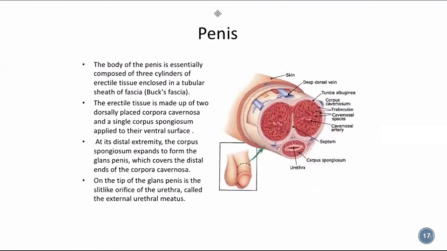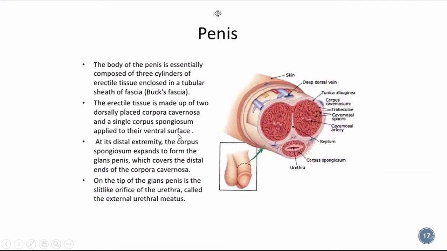Now, the body of the penis is essentially composed of 3 cylinders of erectile tissue enclosed in a tubular sheet of fascia, known as the Buck's fascia. The erectile tissue is made of 2 dorsally placed corpora cavernosa, which are proximal extensions of the crura, as you remember earlier, and the single corpus spongiosum, which is the proximal extension of your bulb, also noted at the ventral surface. So these are the 2 erectile tissues, your corpora cavernosa and your spongiosum. The urethra is actually in the spongiosum.